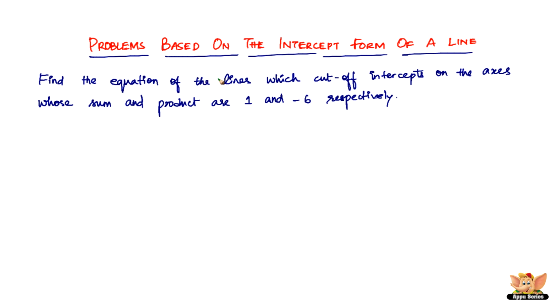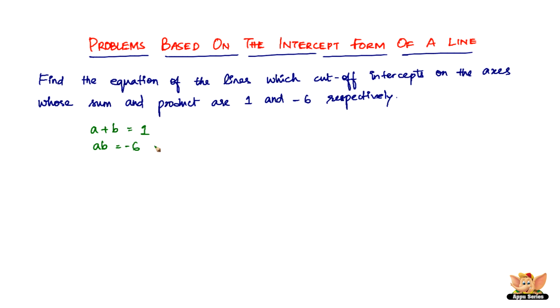Well, this is not a very complicated problem. It's a pretty simple and straightforward problem because it says the sum of the intercepts is 1 and the product of the intercepts is negative 6. So all you have to do is just do some math, find out a and b, and then write the equation by substituting it in the equation x by a plus y by b equals 1.